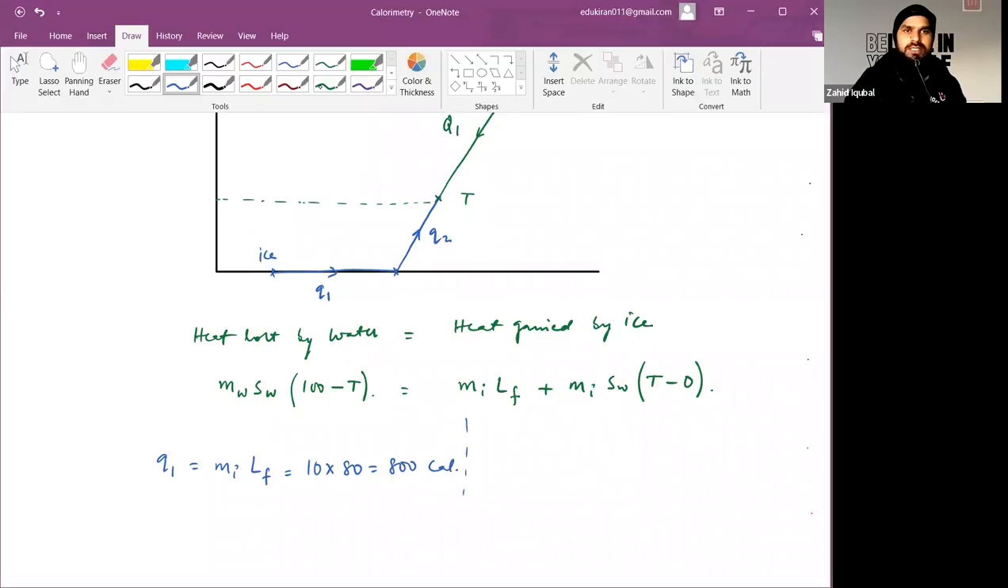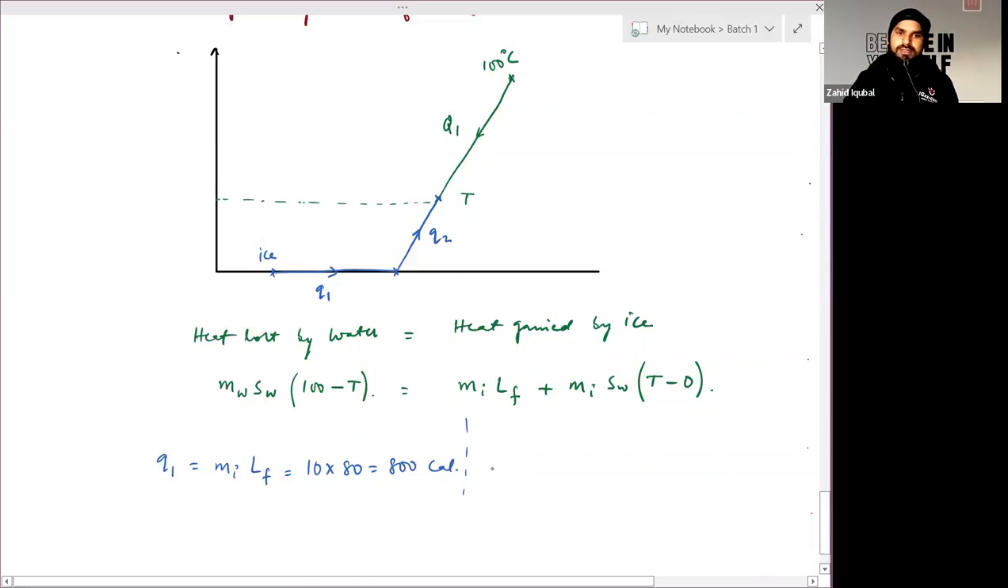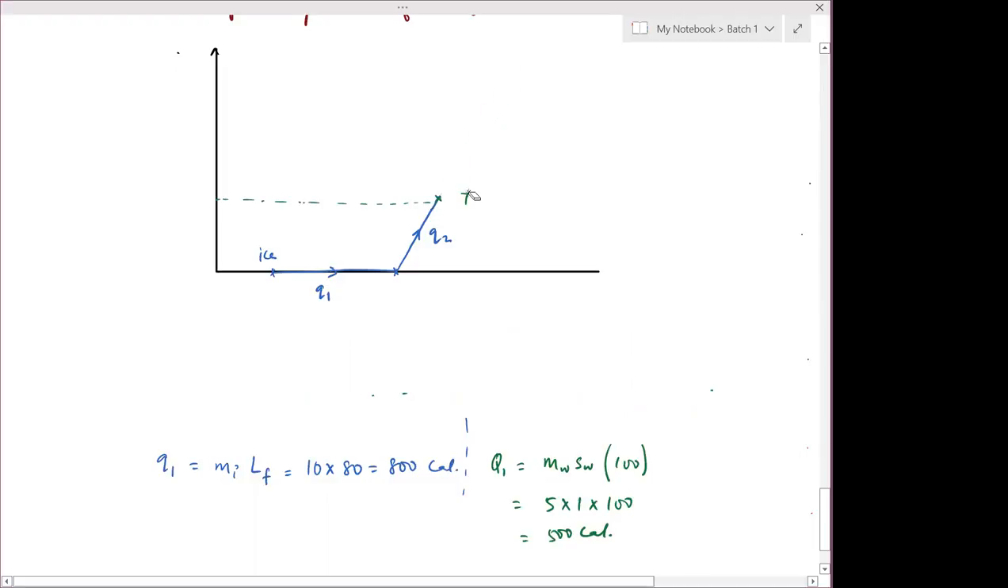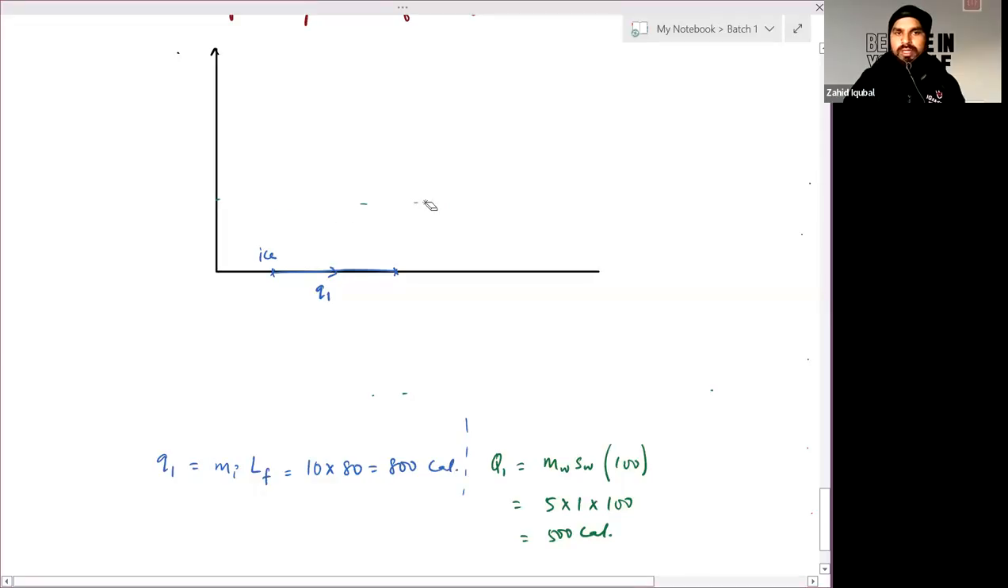Now just try to calculate how much heat it would evolve on going from 100 degrees Celsius to 0 degrees Celsius. Mass of water, specific capacity of water, change in temperature. Mass of water 5, specific heat 1, change in temperature 100. So it will be 500 calorie. So will it be possible to raise its temperature from 0 degrees Celsius to some higher temperature? Hamza? Just compare these two heats. Which is greater? Heat of ice. Good. So we can say we have more cold energy as compared to heat energy.